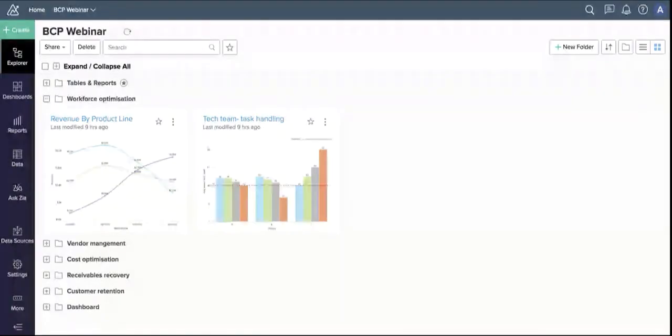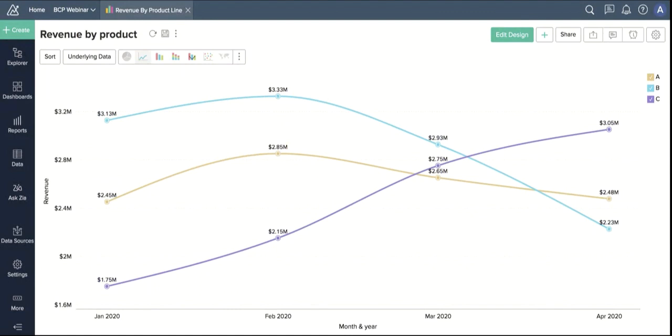The first question is, should my workforce be optimized? Now, let's take an example. Here in this report, you have the revenue for three different products, product A, B, and C, for the last 4 months. It's very clear that product A has a flat but steady growth and a nominal drop in the last 2 months.